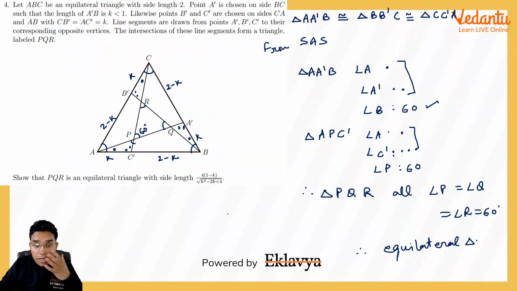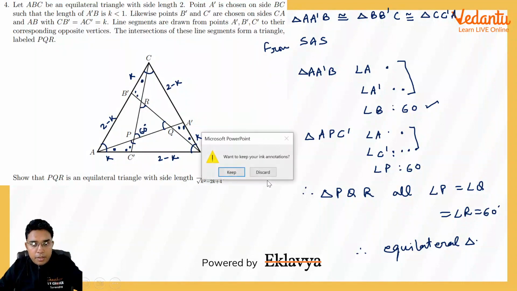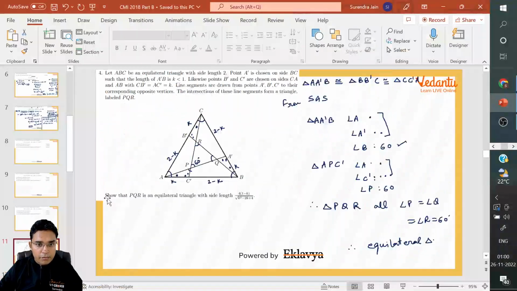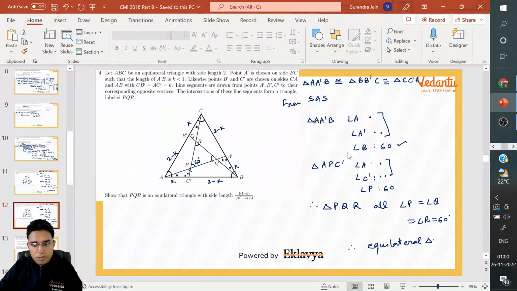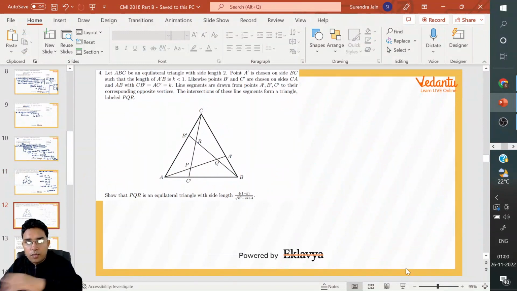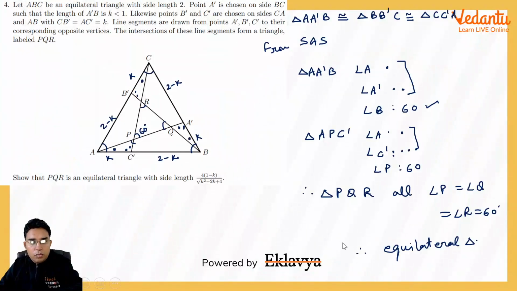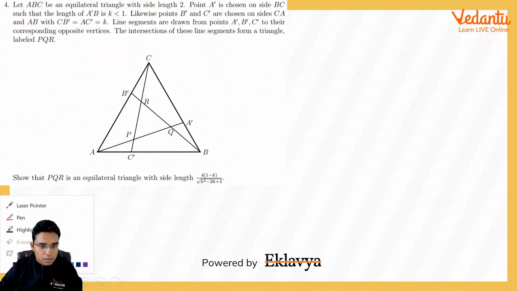Now coming to the other part, that is the side length of the equilateral triangle will be this thing. To do this, let me take one more slide. Now to do this, let us do some similarity here. Let us try to find some similarity here.